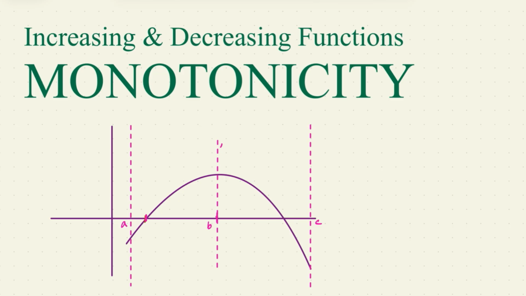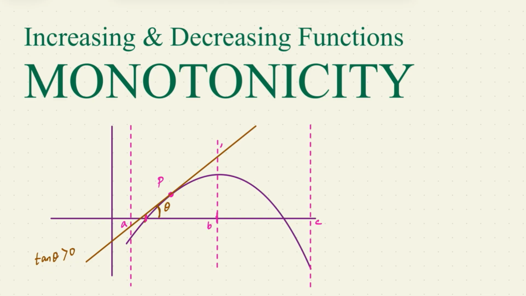Now if I choose any point where the function is increasing, suppose I choose a point P here, and I draw a tangent at this point P. You'll notice that this tangent makes an acute angle with the positive direction of the x-axis, and let that be theta. The slope of this line will be tan theta. We know that the slope of a line is tan theta, and this tan theta will always be positive as long as theta is an acute angle.